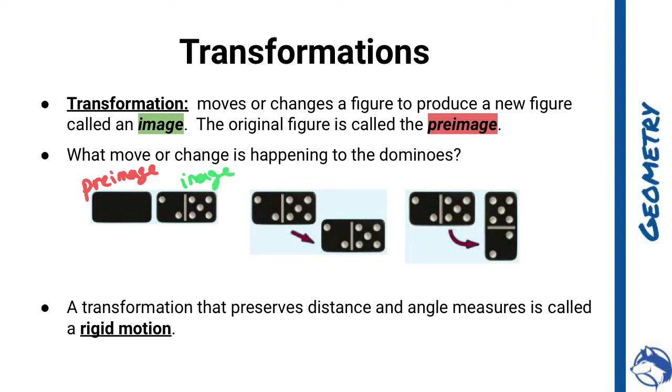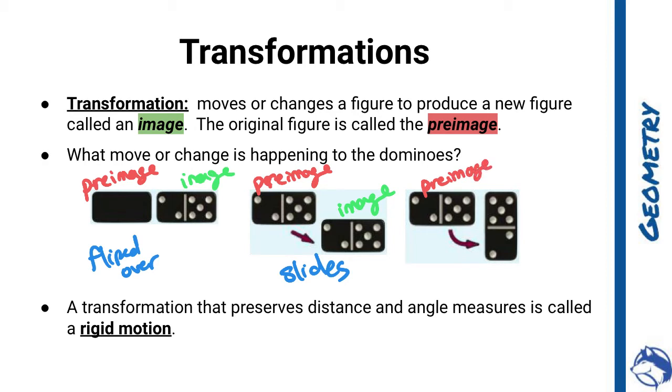And so what move or change is happening to the dominoes? Well, this one gets flipped over. And if this was the pre-image, and this is the image, this one gets slid or slides. And once again, this is the pre-image, and this is my image. And this one looks like it gets turned or rotated. So this type of transformation preserves distance and angle measures, and this is called a rigid motion.